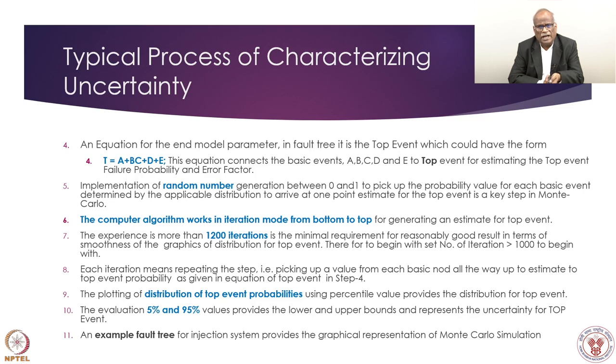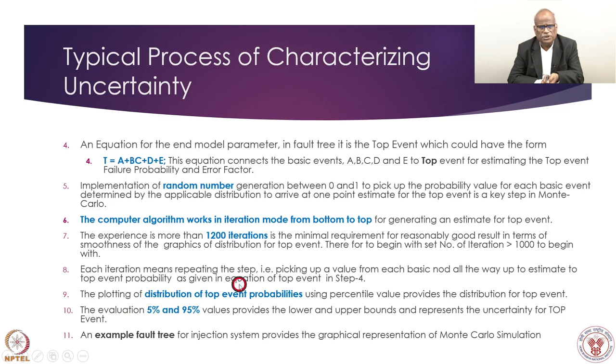And then the third thing is iteration mode. That means a value is picked up from each of the five nodes. From each node one value is randomly picked up, and then it propagates through the fault tree till the top, registers that value, and again it comes back, again random numbers are generated on each basic node, and then finally it happens more than 1000 or 2000, whatever number of iterations we have assigned in our computer. You can see that a typical value of 1200 iterations is required minimum to get a smooth curve on top for this distribution.